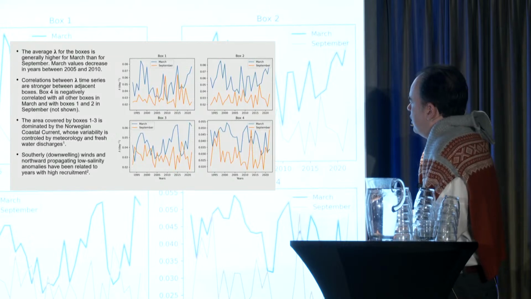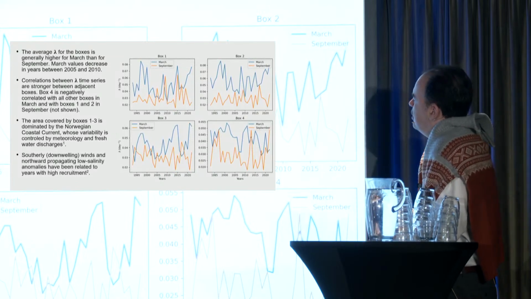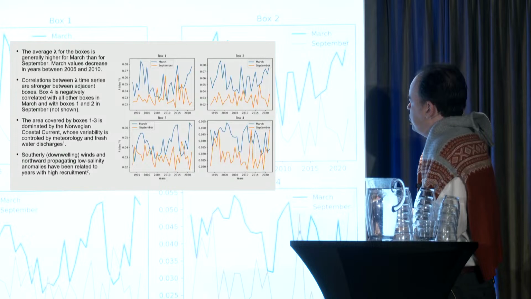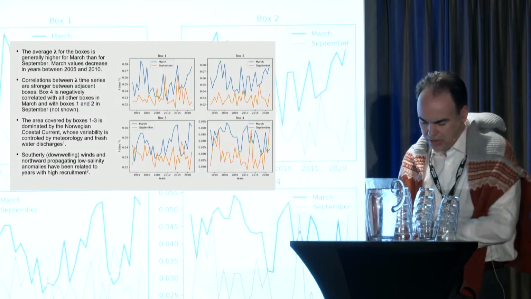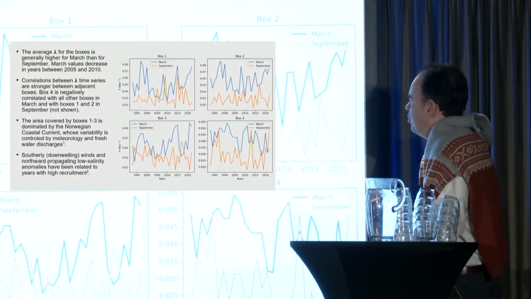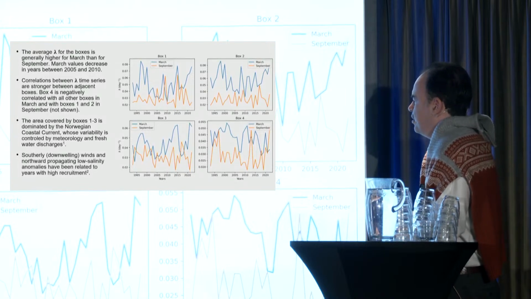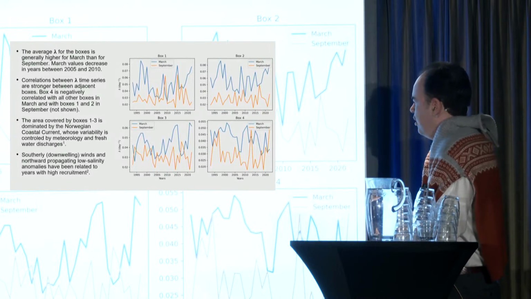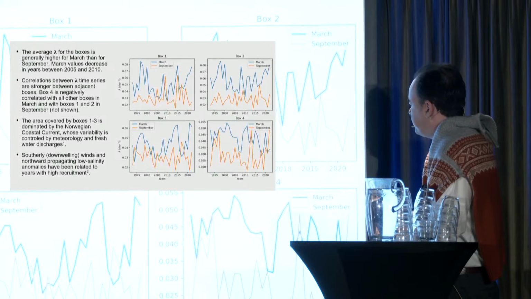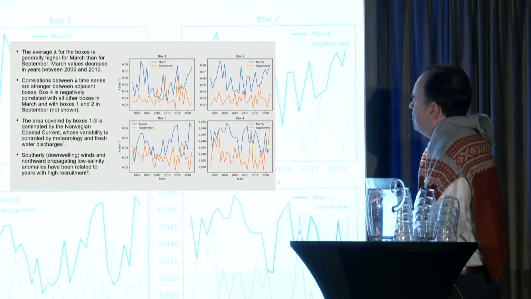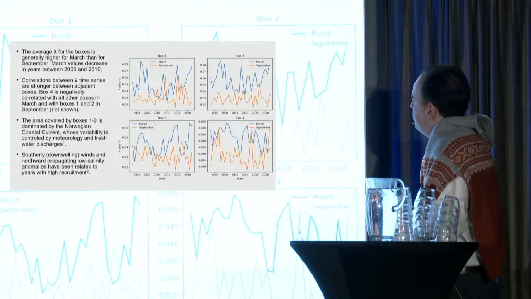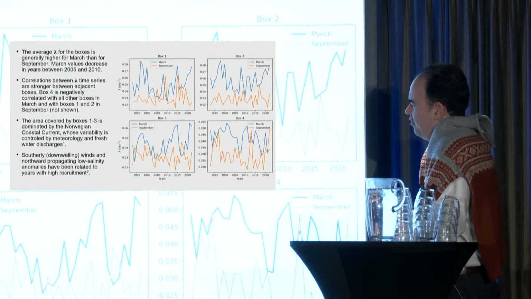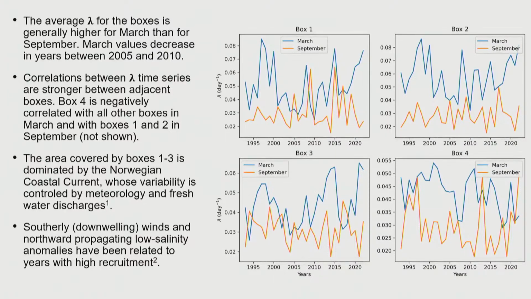And since we know that the area that's covered by box 1, 2, and 3 is dominated by the Norwegian coastal current, and we know that the variability of that current is controlled by the meteorology and also by freshwater discharges, we believe that the evolution that we see here in this dispersion measure is also an effect of the variability of the Norwegian coastal current.